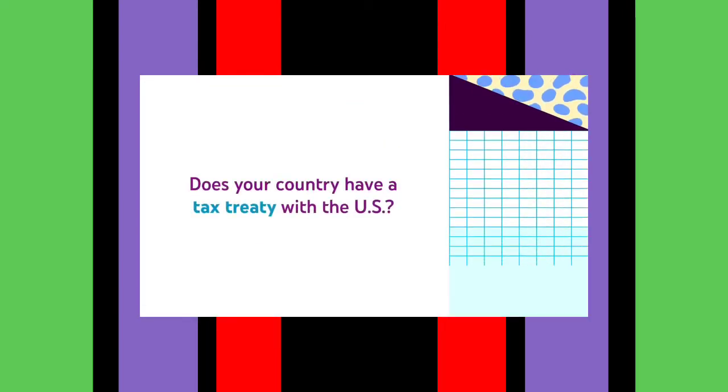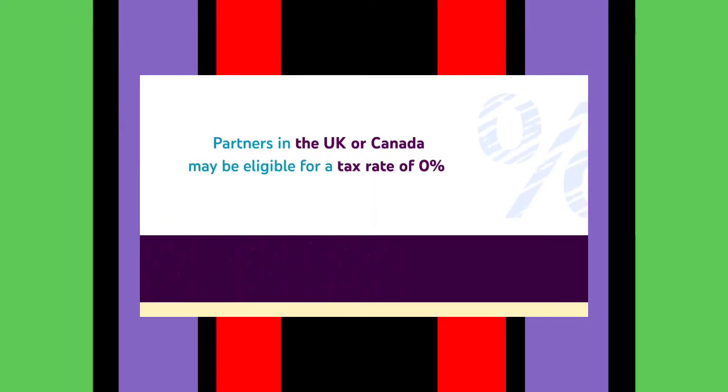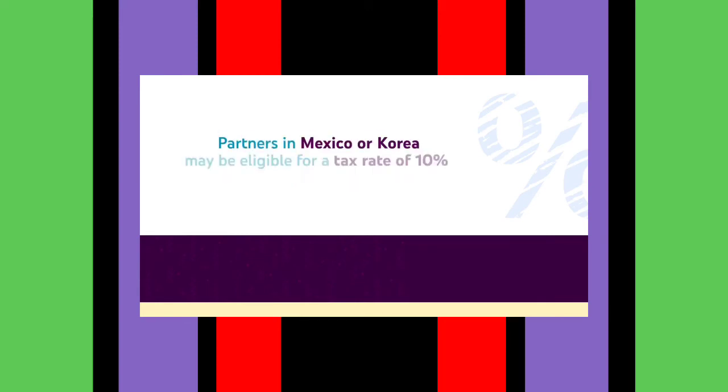And finally, does your country have a tax treaty with the US? Some countries have a tax treaty with the US that can potentially reduce the tax withholding rate on your revenue. So if you submit your tax info and claim a treaty benefit, your tax rate might be reduced. For example, partners in the UK or Canada may be eligible for a tax rate of 0%, while partners in Mexico or Korea may be eligible for a tax rate of 10%. AdSense will automatically surface the opportunity to claim a treaty benefit if one exists between your country and the US.